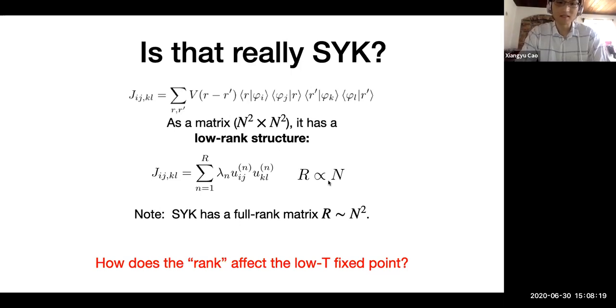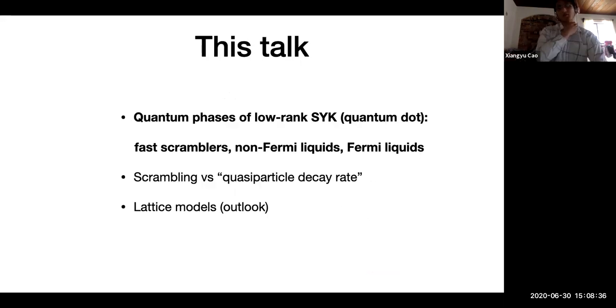So that raises a natural question: if we have a structured matrix with rank n instead of n squared, how would that affect the low temperature fixed point of SYK? Okay, so that's more or less the question that I want to address in this talk.